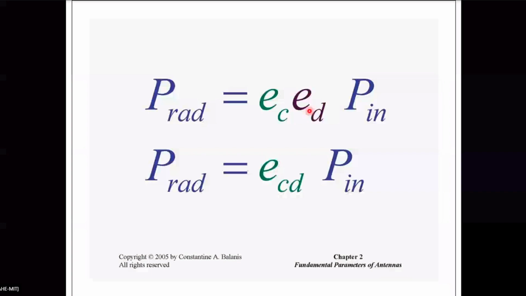Now the radiated power P rad is EC into ED into P in. P rad is ECD into P in, where ECD is the conduction-dielectric efficiency, or radiation efficiency. P in is what remains after the reflection. After the reflection, what gets into the antenna is P in, the input power.